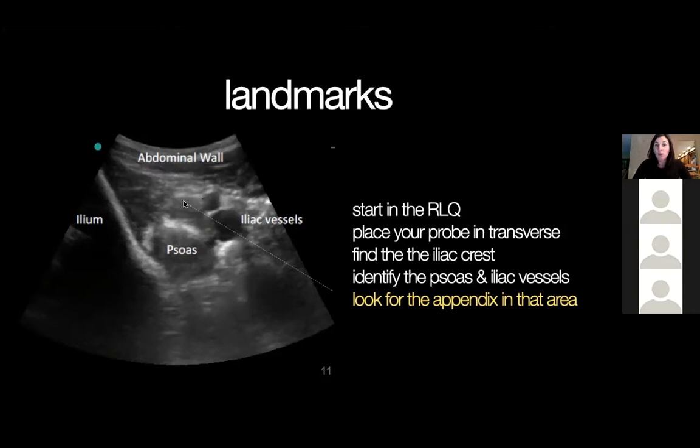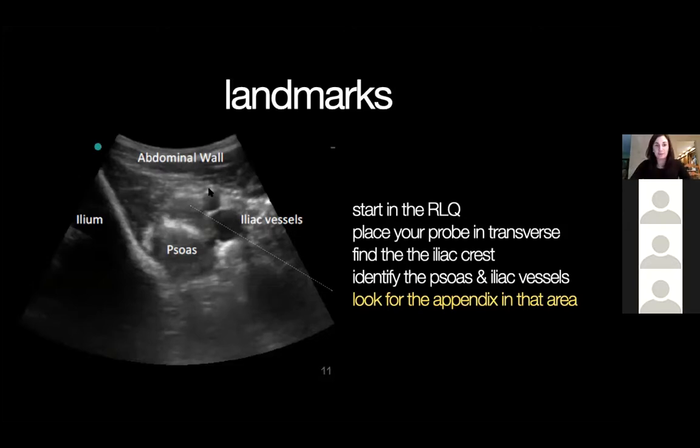And the appendix will often lie in that area, right above the psoas, right next to the iliac vessel. Honestly, I've never seen an appendix that was actually lying on the other side, so medially to the iliac vessel. It's usually going to lie laterally or just above.